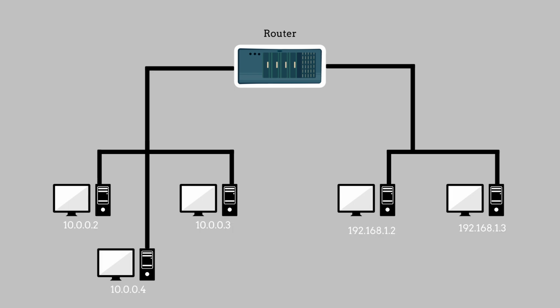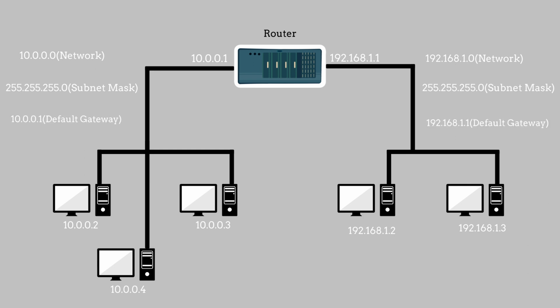A router is a device that connects two or more networks and can have multiple IP addresses for each network it connects to. In this example, the router connects two networks, 10.0.0.0 and 192.168.1.0. The subnet mask for both networks is 255.255.255.0. The router has an IP address for each network it connects to. For the 10.0.0.0 network, let's say the router's IP address is 10.0.0.1, and for the 192.168.1.0 network, it's 192.168.1.1. These are the default gateways for their respective networks.